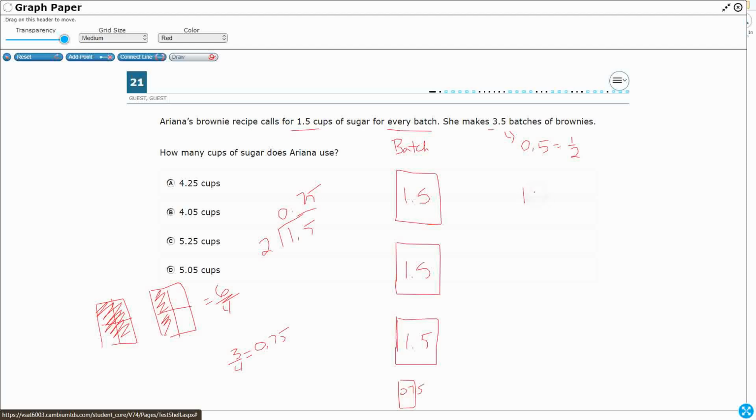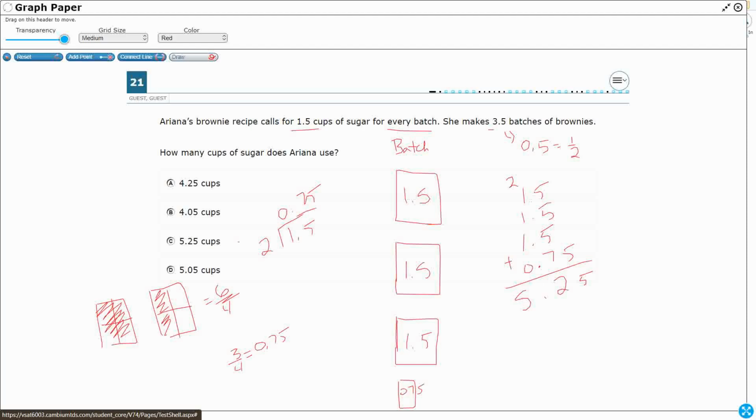I've got 1.5 plus 1.5 plus 1.5, and then I need to get my 0.75. So that's going to be 5, 5, 10, 15, 2, 3, 4, 5. All right, so I'm looking at 5.25. So I've got that answer right here. Is there an easier way?